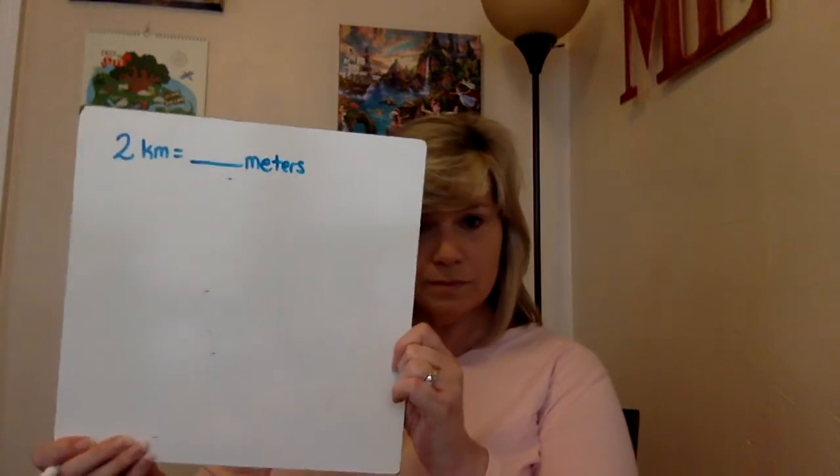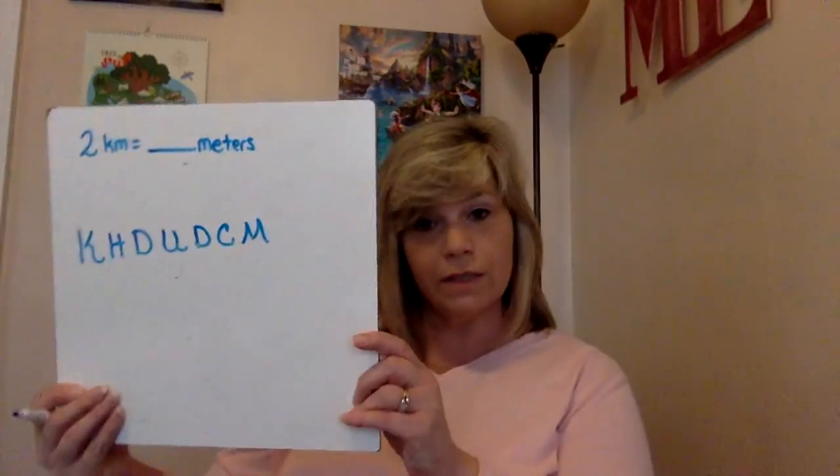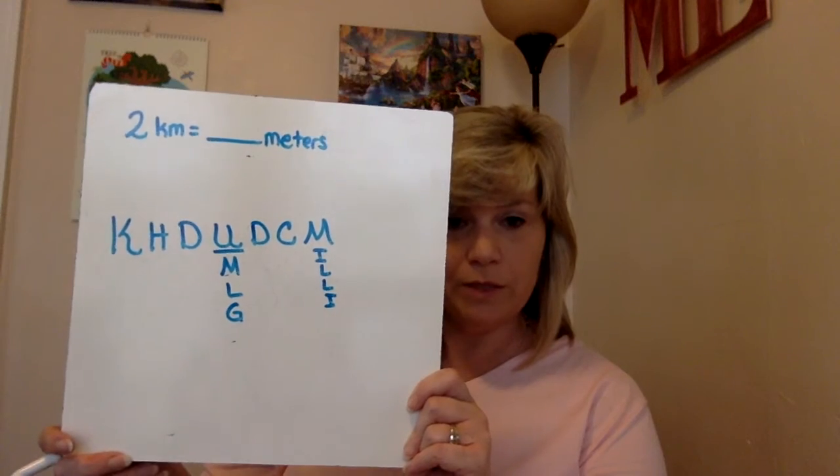All right. So the first thing you should do under it is write your sentence. So remember, King Henry doesn't usually drink chocolate milk. Fill in the difficult parts. Go ahead and put milli. And then unit, we're going to put M for meter, L for liter, G for gram, in case we would have to start there. So again, make sure you write that under each problem, or for each problem.